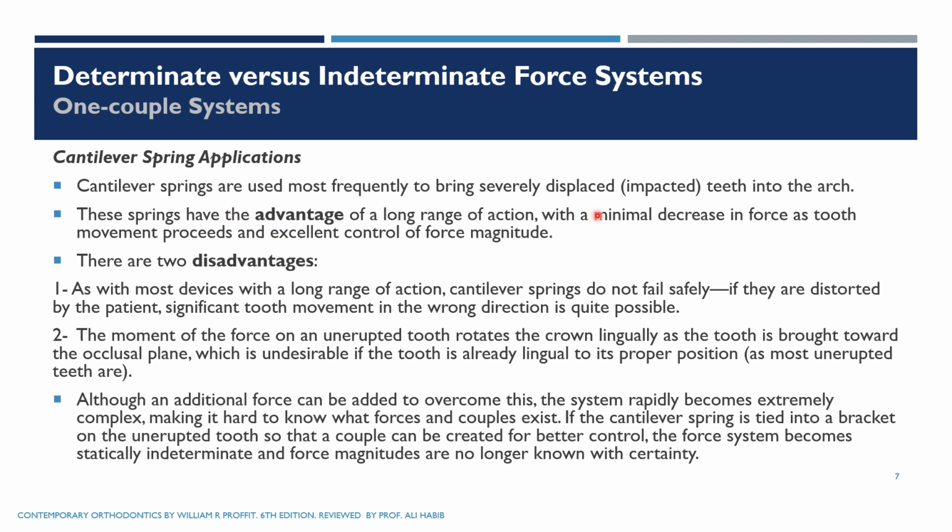Having a cantilever spring between a posterior segment like the molar and the canine will give you a long range of action with a minimal decrease in force as tooth movement proceeds. Why? Because you have a long wire between the two units. It also gives you excellent control of force magnitude. However, a disadvantage is that it does not fail safely. So it will continue to apply force. So if it's distorted by the patient, somehow it might move the molar or the canine in a wrong direction.